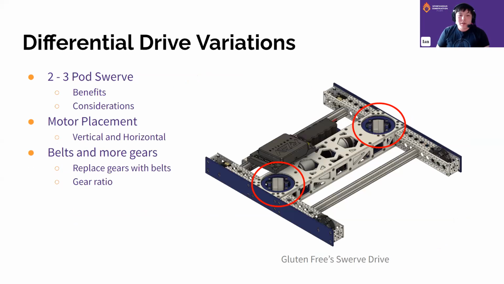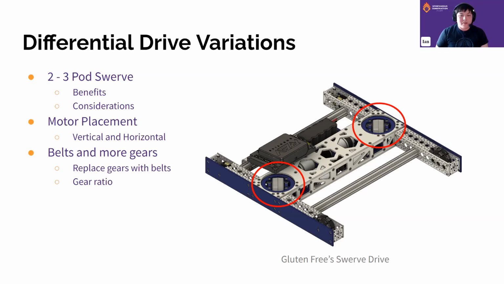While we do use a 4-pod differential swerve, there are a lot of other variations on this. You can use a 2 or 3-pod swerve, or even 5 or 6 pods. However, we don't recommend using only 1 pod because this would prevent you from being able to turn your robot. You can also change the motor placement to be either vertical or horizontal, and you can use belts or more gears to increase the gear ratio or move your motors further away from your pods.